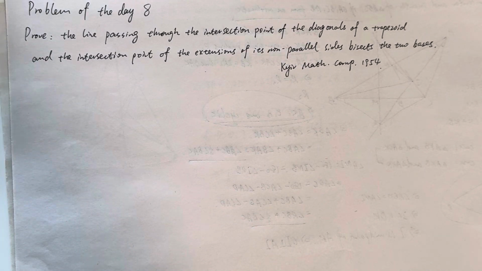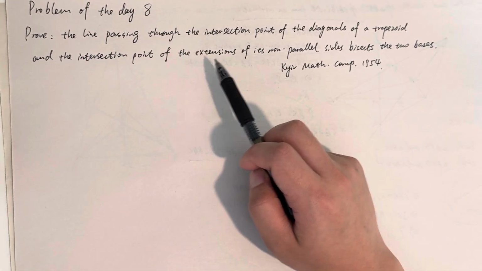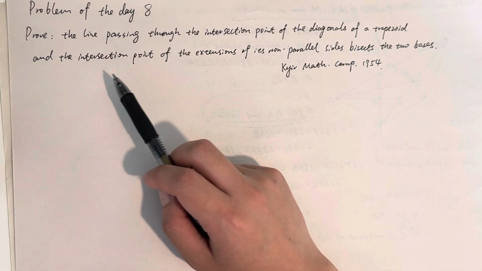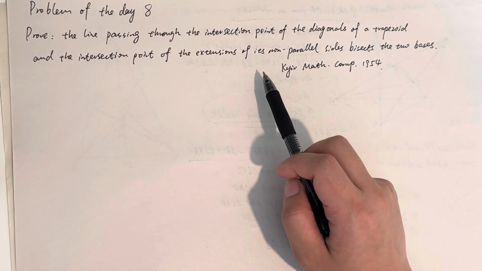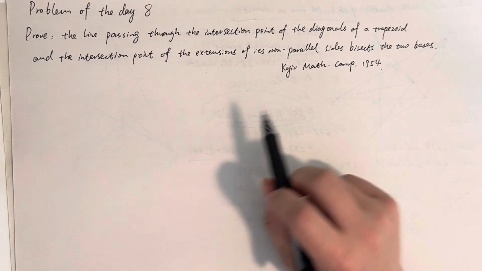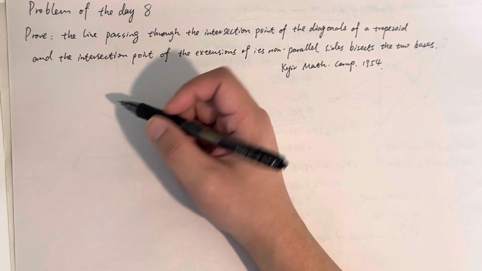So here we're going to talk about the problem of the day 8. The problem is: prove that the line passing through the intersection point of the diagonals of a trapezoid and the intersection point of the extensions of its non-parallel sides bisects the two bases. It's from the Kyiv Math Competition in 1954.